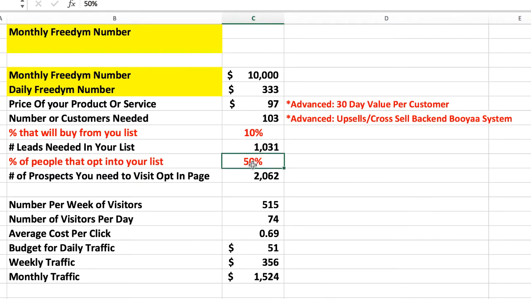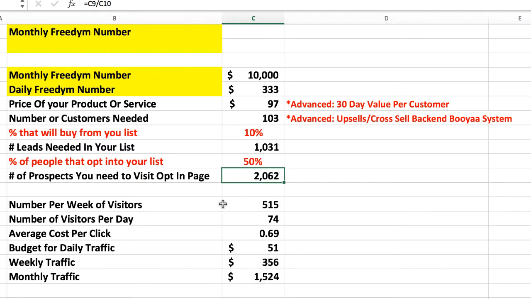Number of people that opt into your list, that's why this is in red. These are 2 key performance metrics that will vary, okay? But in our example, because it's a live, real case study, we are achieving 55%. So we put 50% here. And the number of prospects, therefore, you need to visit your opt-in page: 2,000, okay?